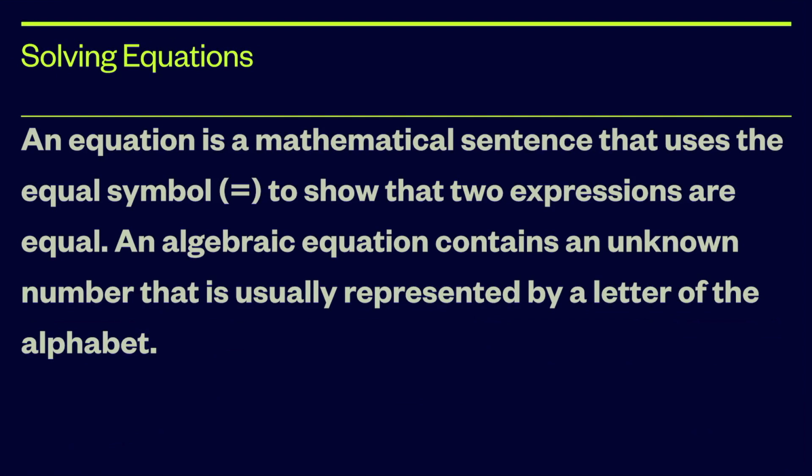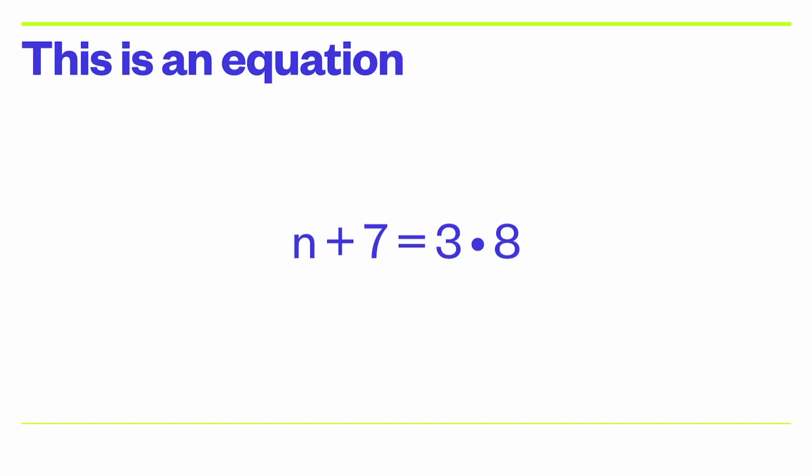An equation is a mathematical sentence that uses the equal symbol to show that two expressions are equal. An algebraic equation contains an unknown number that is usually represented by a letter of the alphabet. And here we have an equation: N plus 7 is equal to 3 times 8. Notice we have this equal sign, so that means N plus 7 is equal to, or the same as, 3 times 8.